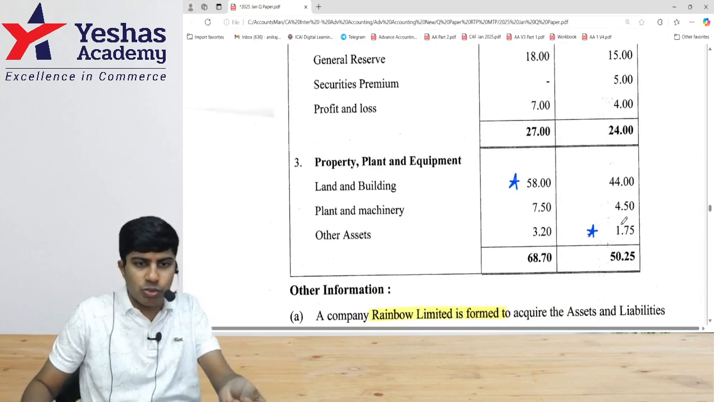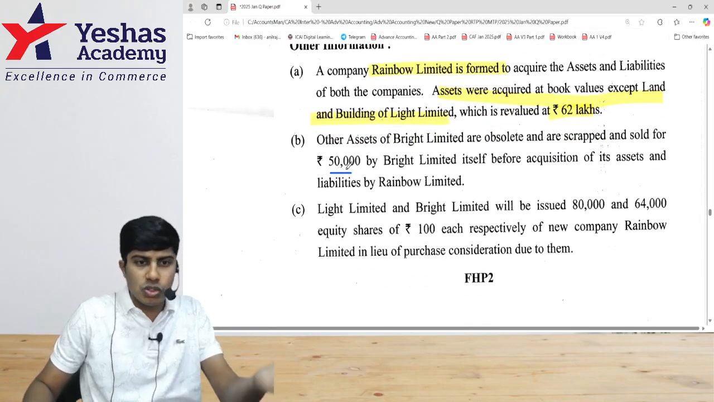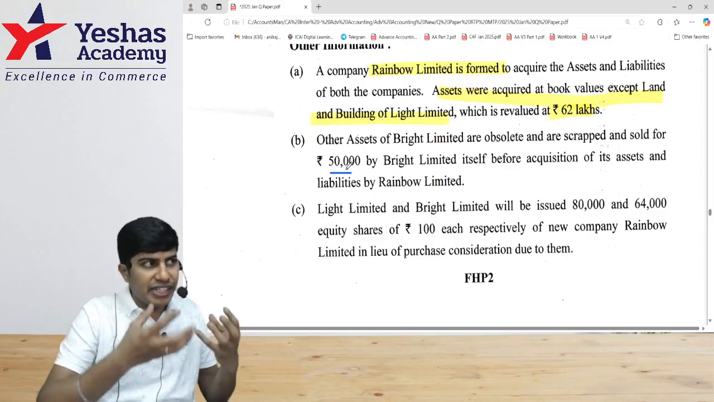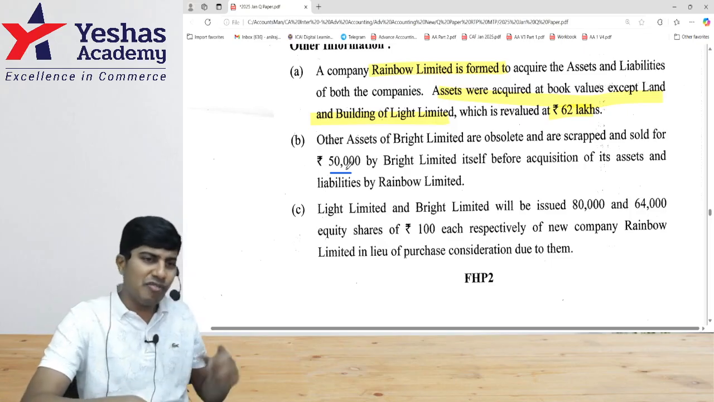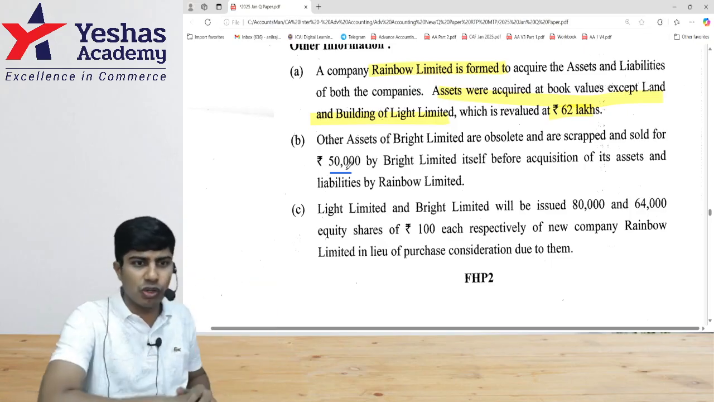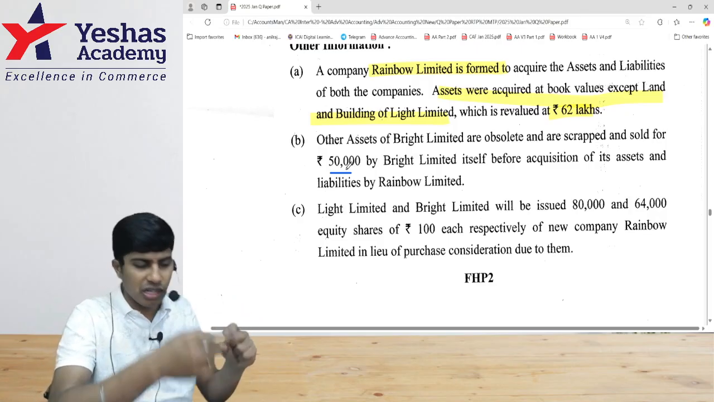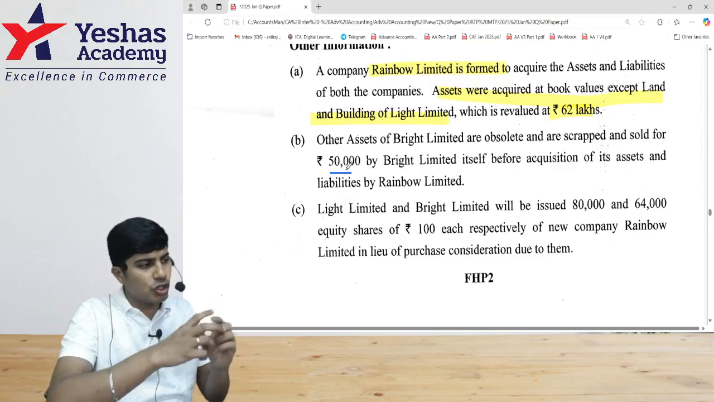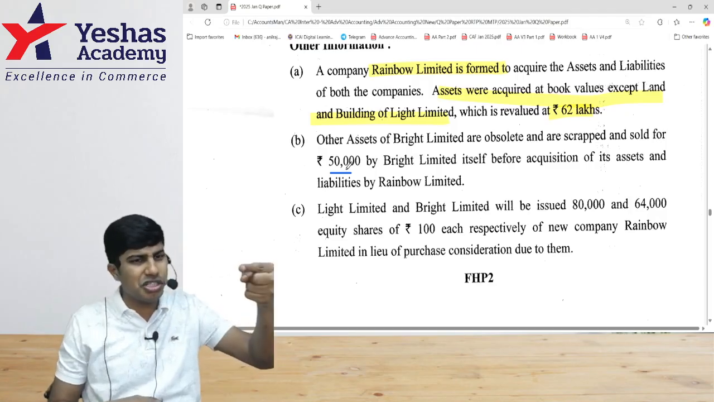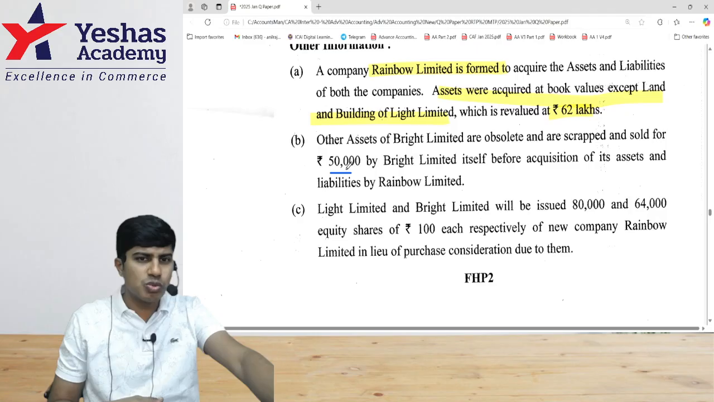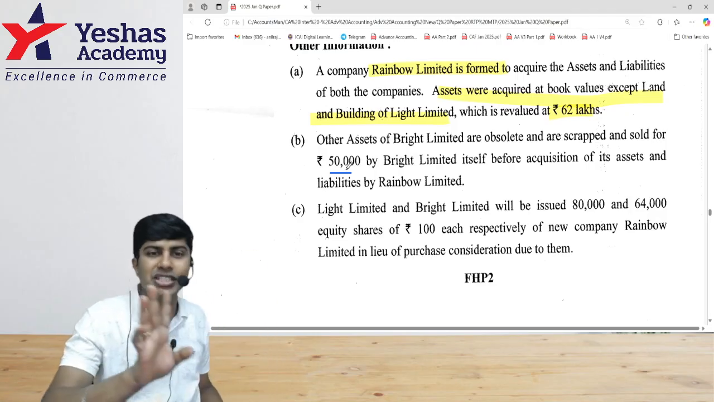That obsolete asset of 1.75 is sold for 50,000, so they would receive cash. Will that cash be taken over by Rainbow or not? They have not told. However, it doesn't matter. If that is taken over, it is also transferred to realization. If it is not taken over, to that extent it is not transferred to realization; the 50,000 cash will be used to settle shareholders and will come in the shareholders account. The question is, should it come in shareholders or in realization? This is one part where no mention is made in the question. You have to make an assumption and mention it at the end of the answer.